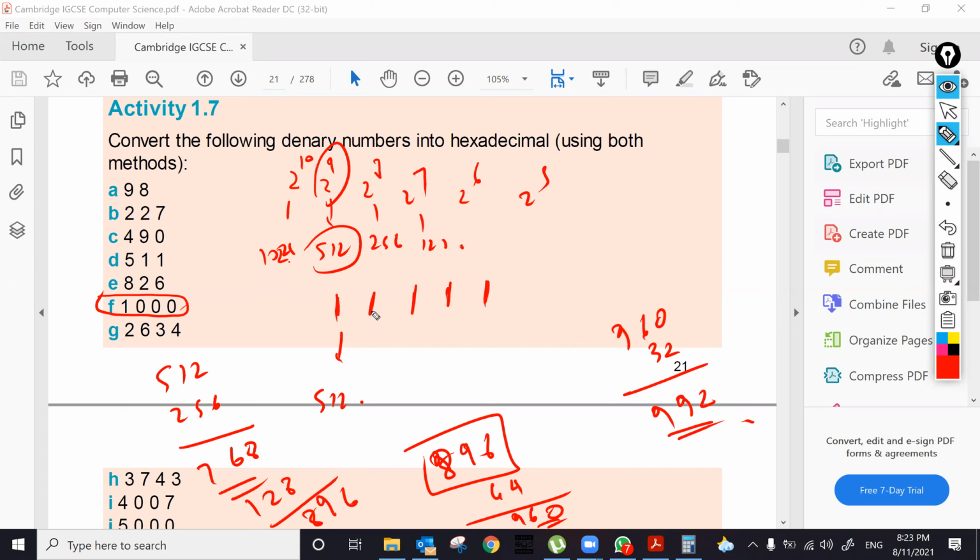2 to the power 9, 8, 7, 6, 5. Now 2 to the power 4 is 16. 16 you can't add because you only need 8. After 16 you will get 8. Okay. Then 8, 4 is 0, 2 is 0, 1 is 0. Okay. This is the binary value of this.